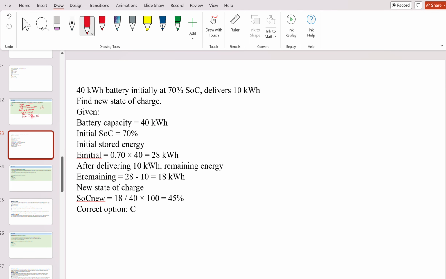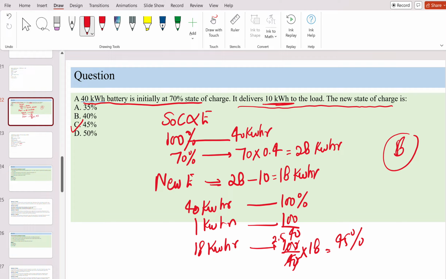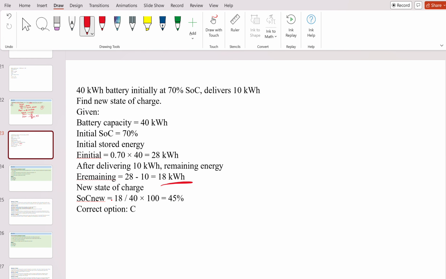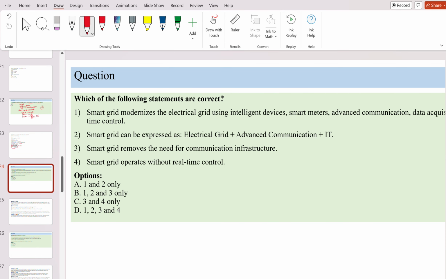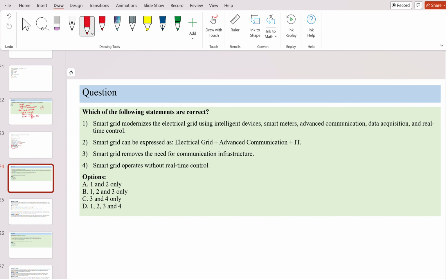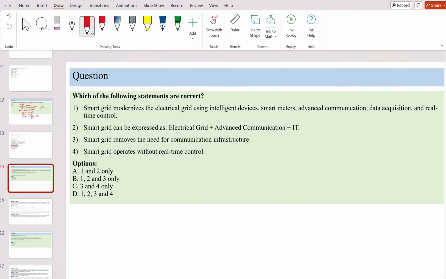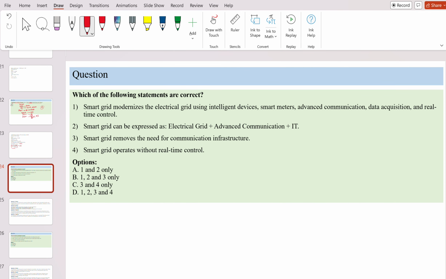So this is basically 18 kilowatt hour which is being left, and then we have calculated the new SOC as 18 divided by 40 multiplied by 100, that is 45%. You just have to remember that SOC is proportional to energy. Whatever, 100% SOC means full capacity of the battery. Okay, let's move further. We have a few statement-based problems here, and just try to solve whether this statement is correct or not. Try to solve.